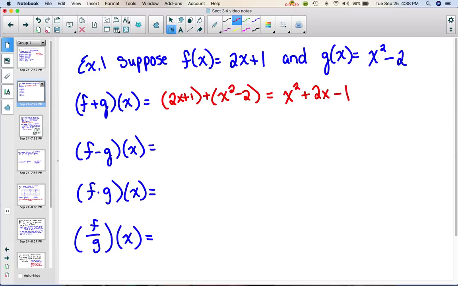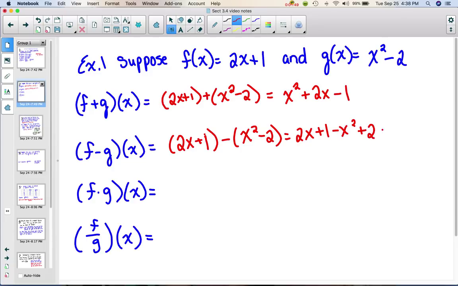And that's your answer. So f minus g of x, you start with f of x, and we're going to subtract g of x, which is why we need to make sure we have the parentheses there, because now we have to distribute the minus sign. So we get 2x plus 1 minus x squared plus 2. And I'm going to put them in order with the descending power. So we get negative x squared plus 2x plus 3 would be our simplified answer.